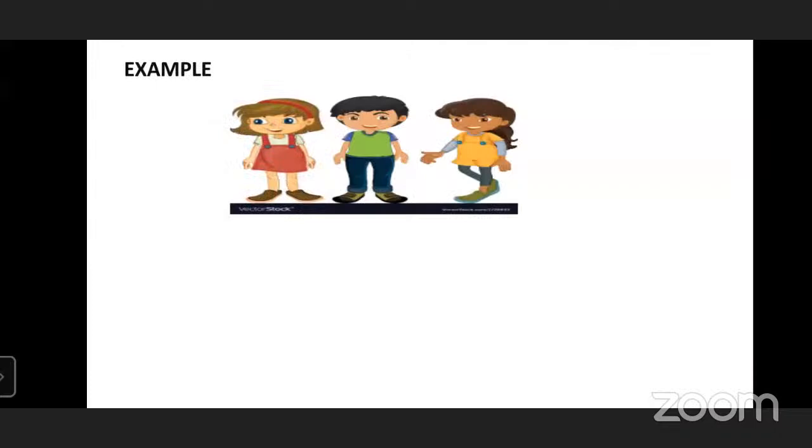Now let's have one example. See, here are 3 kids like you. Let's give them names. The girl in the red frock is Sonu, the boy in the green t-shirt is Nandu, and the girl in the yellow dress is Salma. Okay, so once what happened?